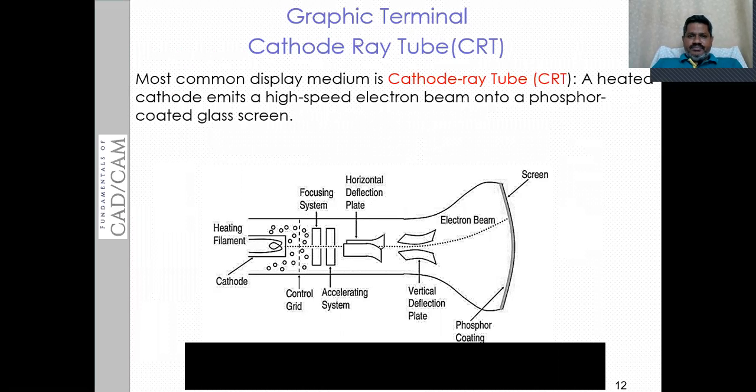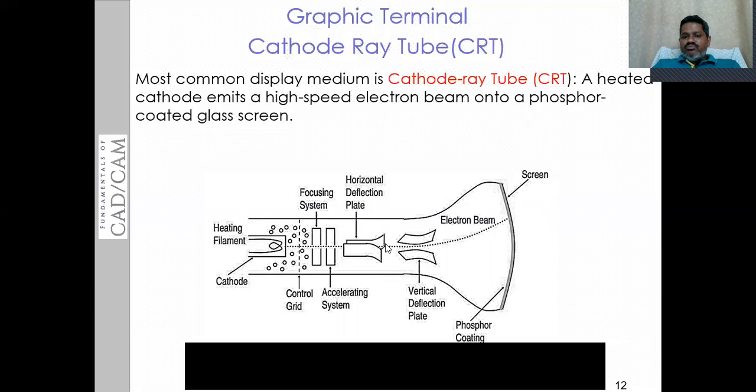The other one is the graphic terminal or cathode ray tube. This comes into the workstation. This is the most common display medium used in a CAD workstation. The most commonly used display device in a CAD workstation is the CRT, cathode ray tube. In this case, a heated element, which we can call a cathode, is going to emit an electron beam, and that electron beam is going to be projected on the phosphor coating.